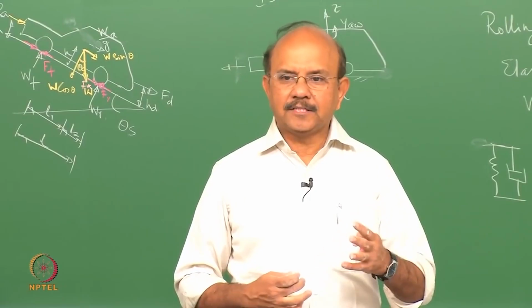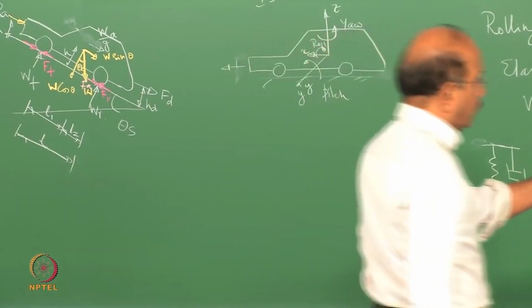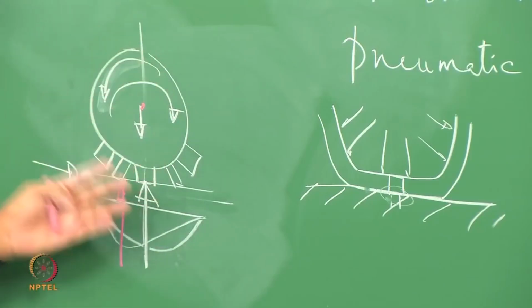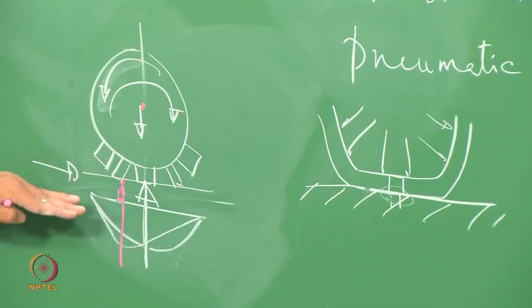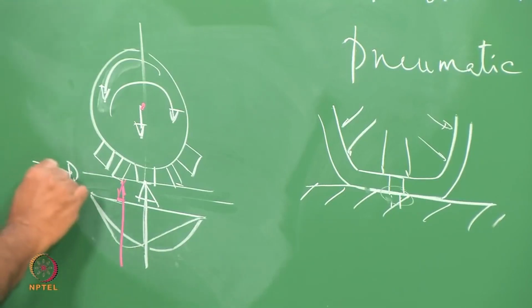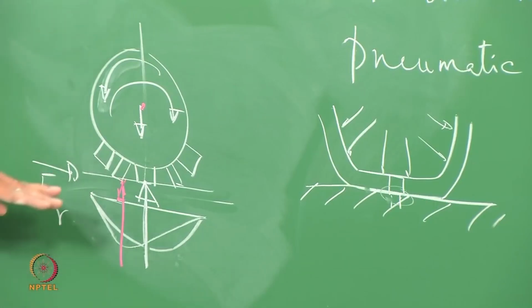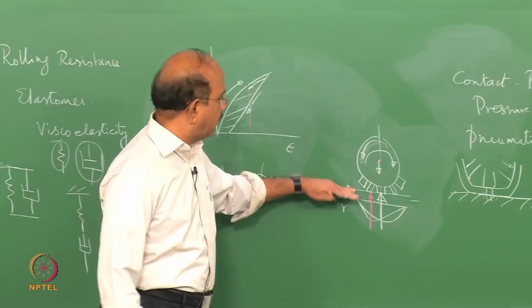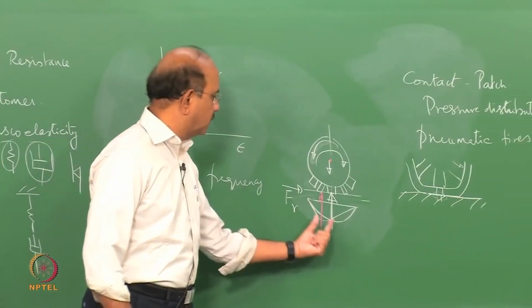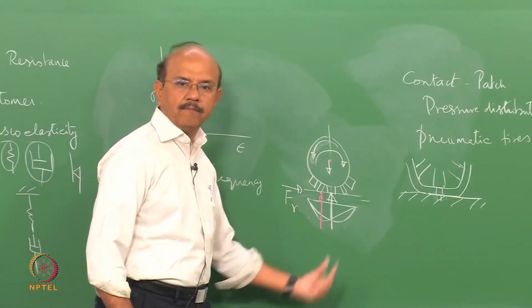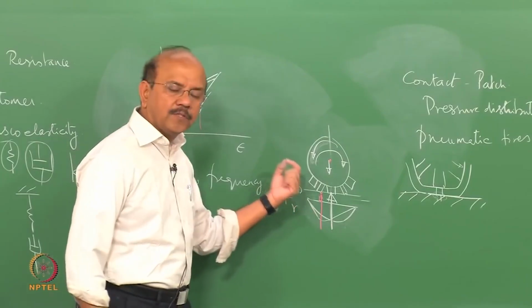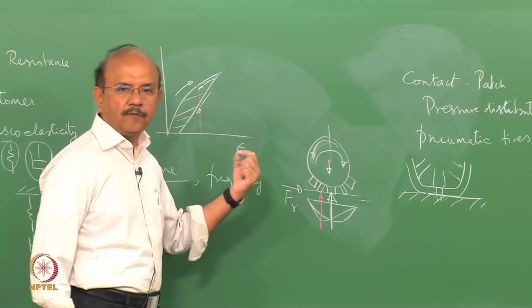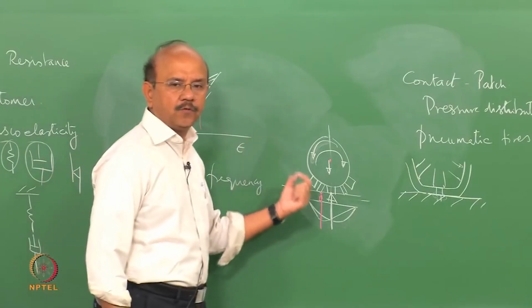So, I replace this moment, which in reality exists because of viscoelasticity, by a force here, and call this the rolling resistance force, and say that this force, the rolling resistance force, creates the same moment which opposes. In other words, Fr into R is equal to this into this. We will give names to that in a minute. So, first let us understand the philosophy of development of a rolling resistance force.